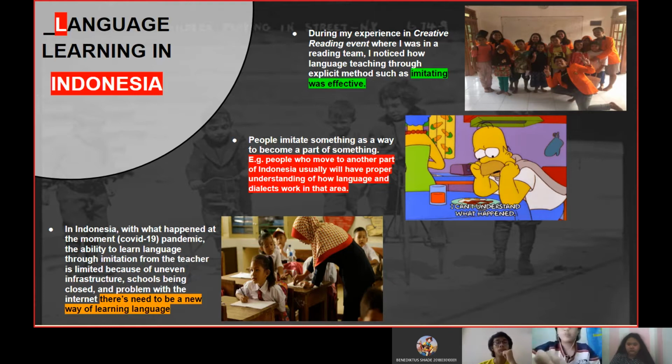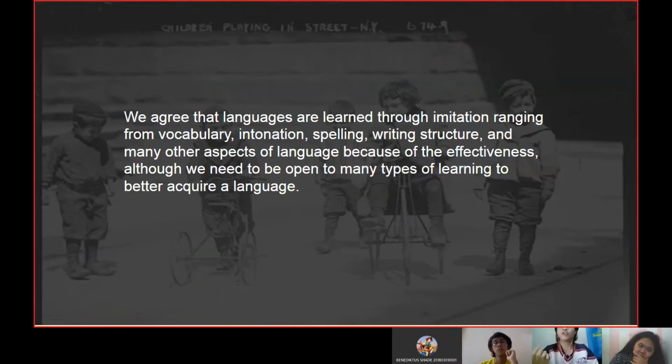Now, we have some problems here because in Indonesia at this moment, with what happened with the COVID-19 pandemic, the ability to learn language through imitation is limited because of many aspects, such as uneven infrastructure, schools being closed, problems with internet connections, and so on. This is what we are looking to answer, because we need new efforts or new ways to learn a language.